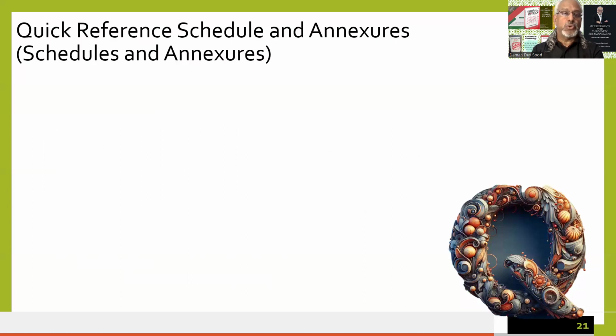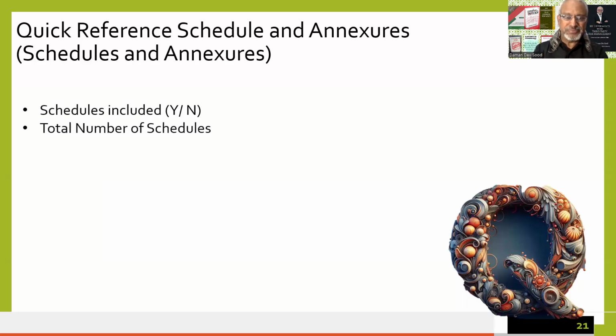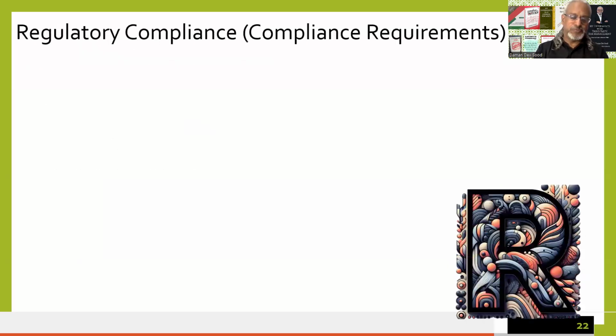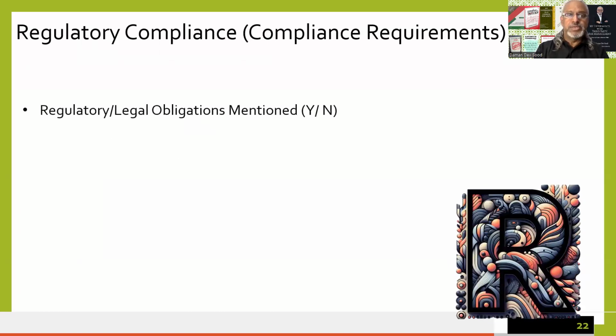Q stands for quick reference schedules. A contract will have schedules and annexures. So mention those also. Are there any schedules? Total number and contents of each schedule should come into your contract. And similarly, any annexures. R is for compliance, regulatory compliance.